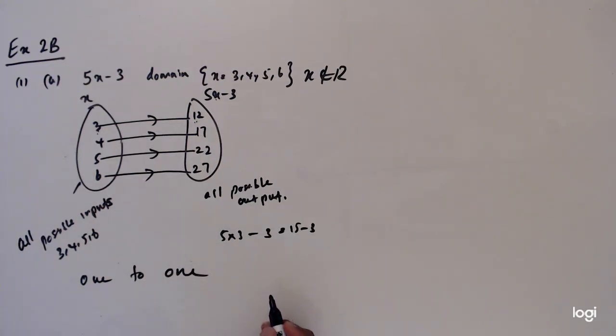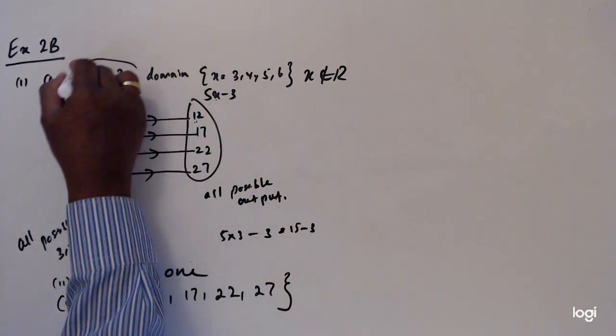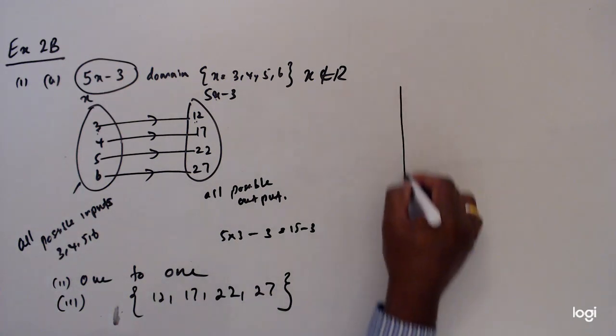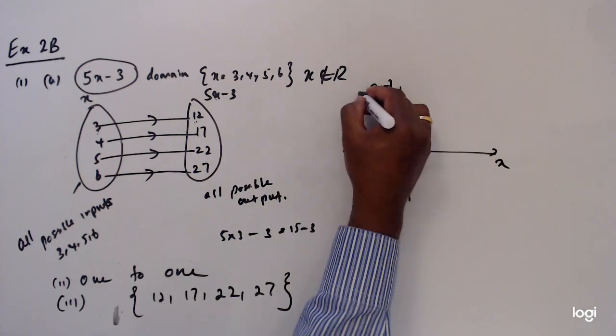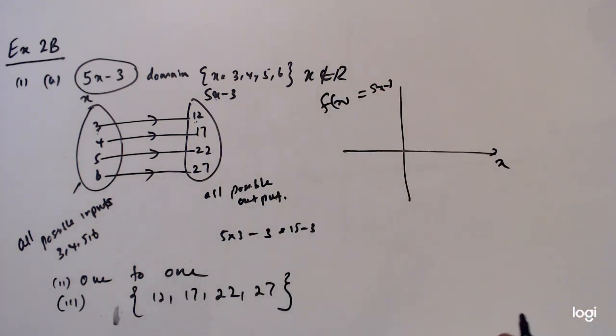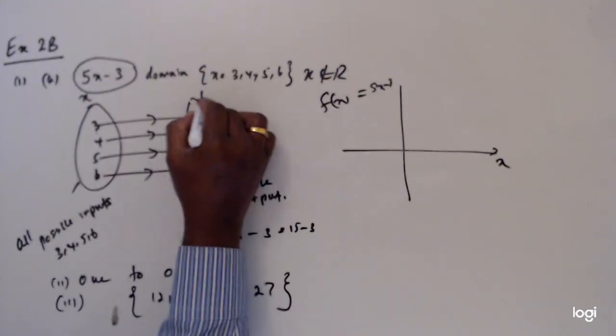And the range, what is the range? The range is also a set: 12, 17, 22, 27. What is this value? This value is the y value, y equals 5x minus 3, and this is x. So you can also refer to it as f(x). So instead of y equals 5x minus 3, you can tell this is f(x).